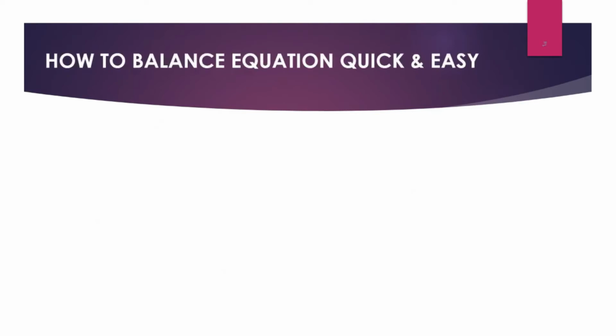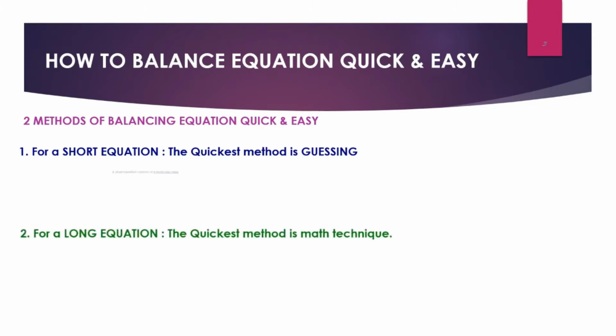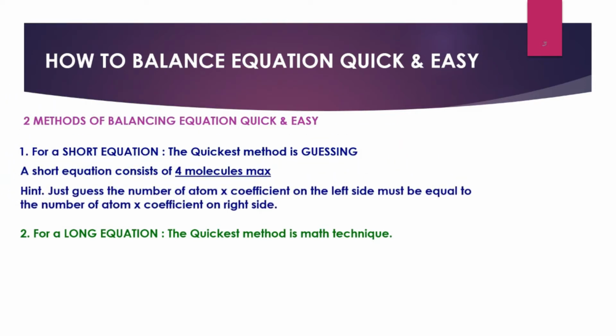So how to balance equation quick and easy? Two methods of balancing equation quick and easy. The one, for short equation, the quickest method is guessing. For long equation, the quickest method is math technique. A short equation consists of 4 molecules max. Just guess the number of atom times coefficient on the left side and must be equal to the number of atom times coefficient on the right side.